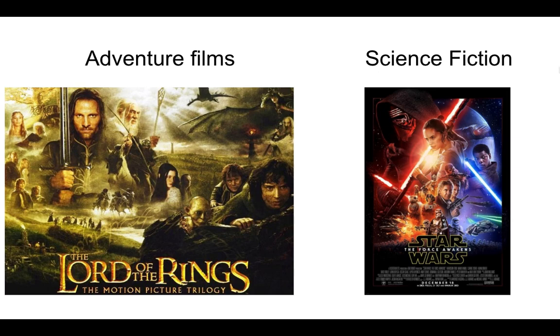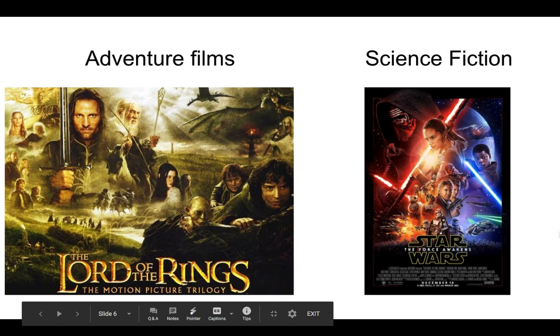And science fiction, so often films that are set in the future or in space with some elements of science and fiction, like Star Wars as an example. Two more are horror films and thrillers. Okay, a horror film, an example would be Get Out is a horror film. Films that are scary, filled with terror, it's a horror film.